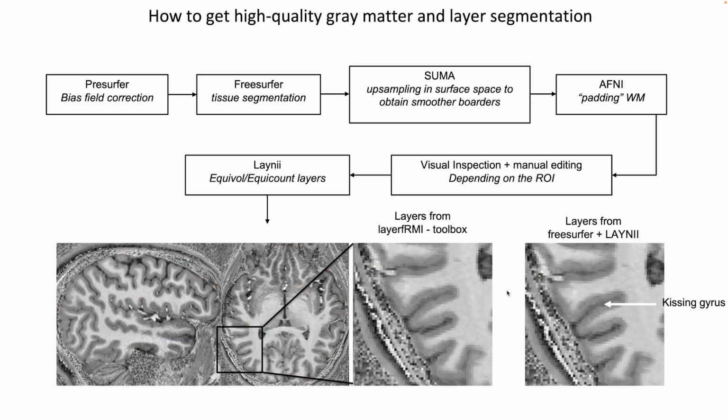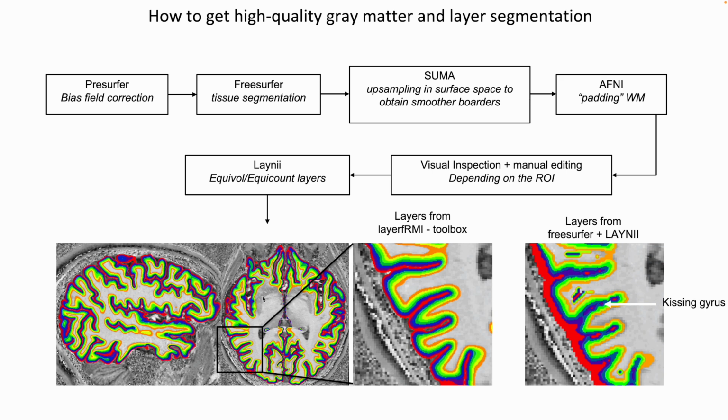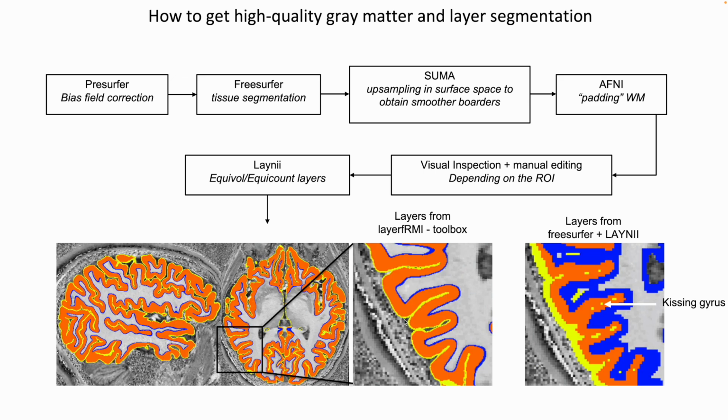And you can appreciate the difference in performance here. You can see how the kissing gyri are well preserved and resolved now, while also having explicit breakpoints in the pipeline for manual corrections of gray matter segmentations directly in voxel space, where the layers will live at the end. Well, and that's it.